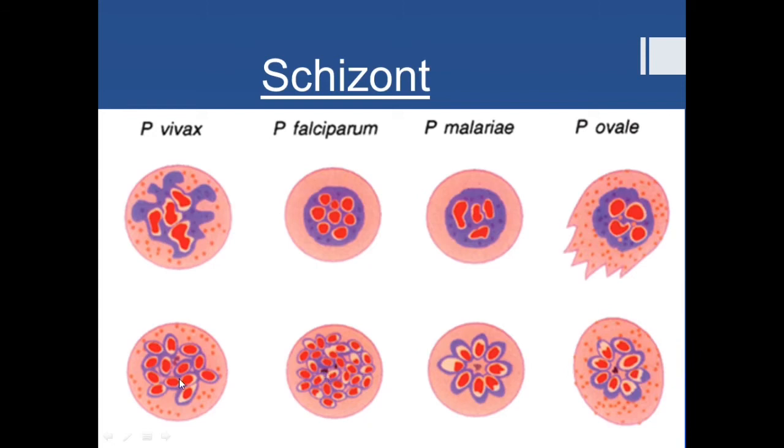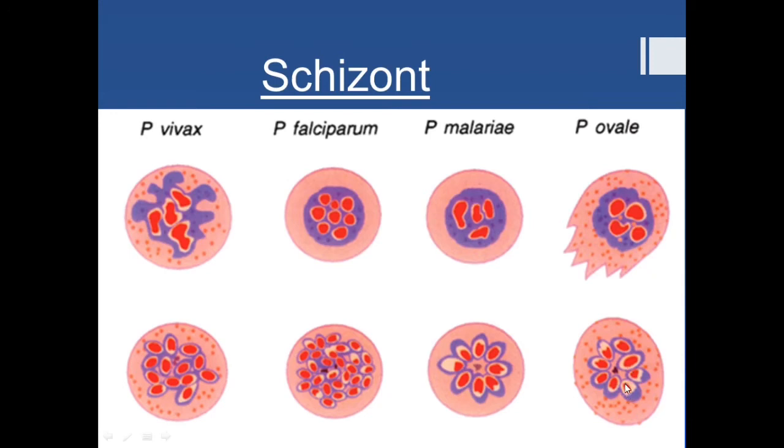So in Plasmodium vivax these are 12 to 18. In Plasmodium falciparum these are 24 in number, and they are irregularly arranged. On the other hand, in Plasmodium malariae they are arranged in the form of a rosette. You can see these are very beautifully arranged in the form of a rosette. And in Plasmodium ovale, again an irregularly formed cell, there are mainly 8 merozoites that are irregularly arranged.